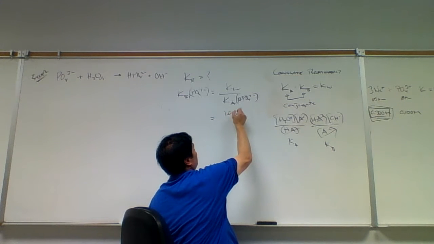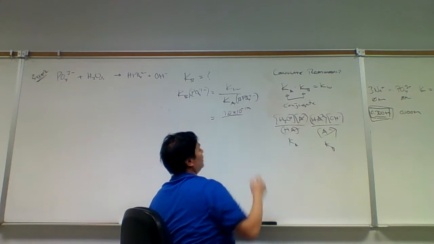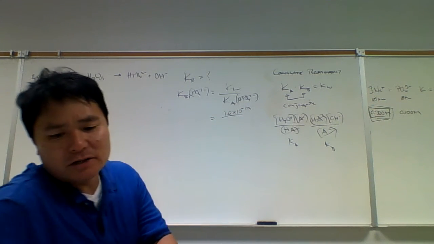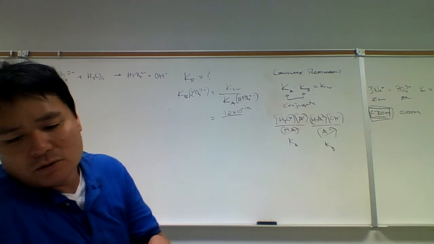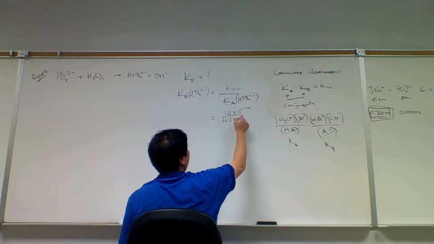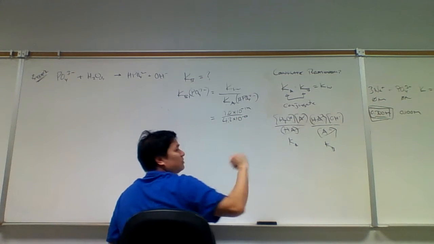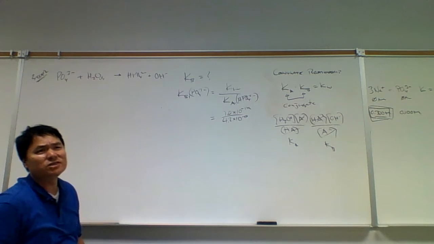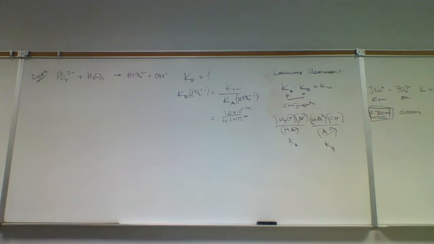So Kw is 1.0 times 10 to the negative 14. Ka for monohydrogen phosphate is 4.2 times 10 to the minus 13. This is different than on that chart. That's why I'm not using that chart. I just want to use the book's value. The chart up there has it at 2.2 times 10 to the minus 13. Okay.